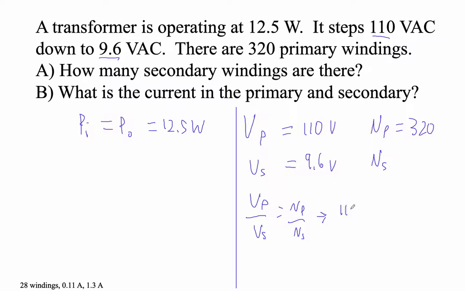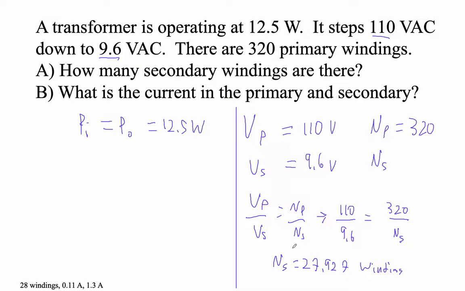So 110 over 9.6 is equal to 320 over NS. All right, so 320 times 9.6. I'm just cross multiplying here, divided by 110. And I get 27.927. 27.927 windings. And I always get kids to say, well, aren't windings an integer?